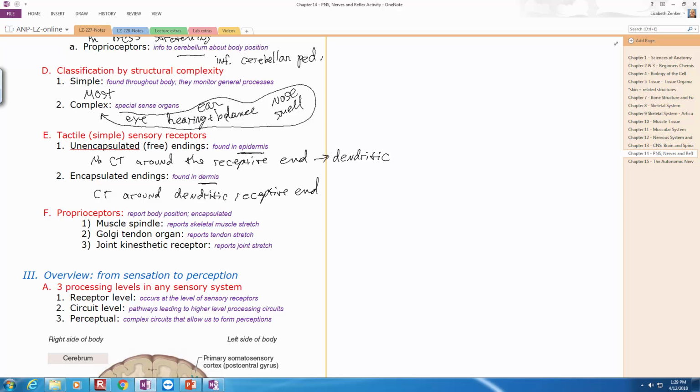Let's see. And these names tell you where to find them. So if they say muscle spindle, you're talking about skeletal muscle, right? If they're saying Golgi tendon organ, it's telling you it's in the tendon. Joint kinesthetic receptor, it's telling you it's in the joint. So they made it easy for you on those ones. So that's nice. And let's see what else do I want to tell you about it.